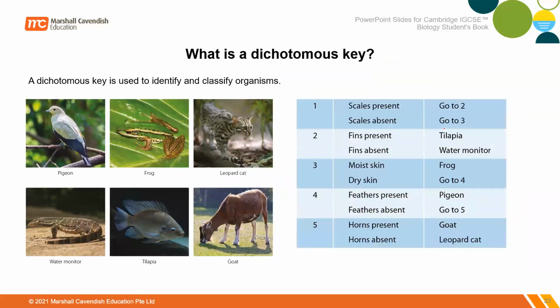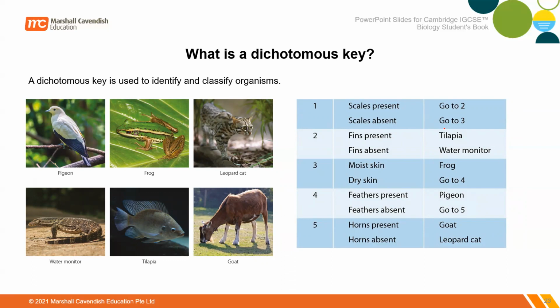There is a specific question called the dichotomous key, and this dichotomous key is used to identify and classify organisms. All I want you to do is follow the scheme that the examiner provides you with in the exam, step by step. Let's go to step 1. If scales are present, go to 2. So just follow this. From 1, we will go to 2.